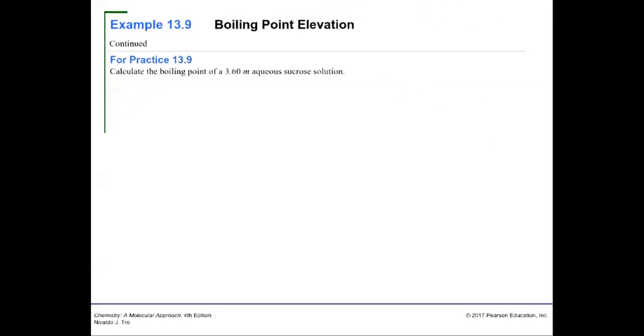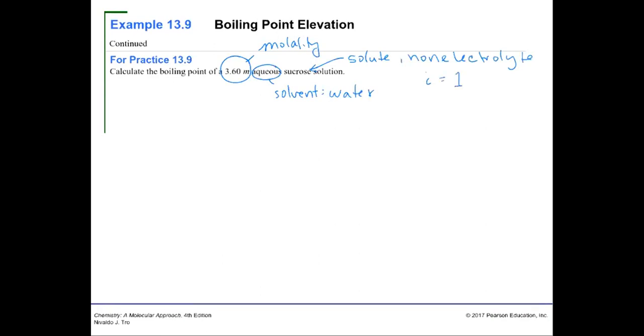This example is a little bit more similar to the other ones that we did, except it's still for boiling point. So here we are given the molality. Aqueous means that our solvent is water. Sucrose is our solute, and then it's a non-electrolyte. It's not ionic. So that means the I value will equal 1. And we are trying to calculate the boiling point.